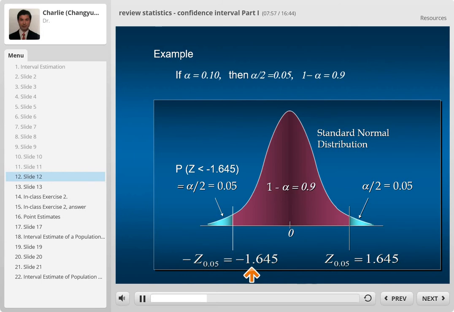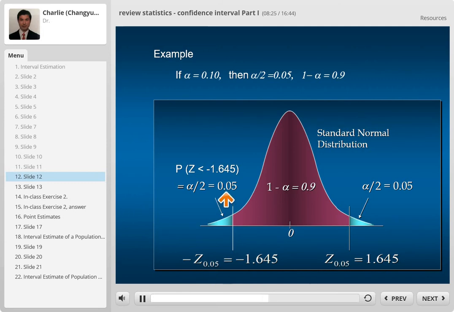So there's nothing special about it. We just try to keep the notations consistent. So this point, we're going to call it negative z_0.05. So how do we understand this? Now, if it is left tail, then we're going to write it as negative z, and the footnote comes from here, 0.05.